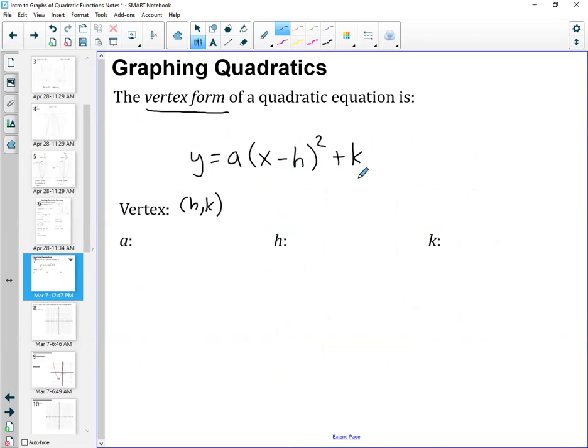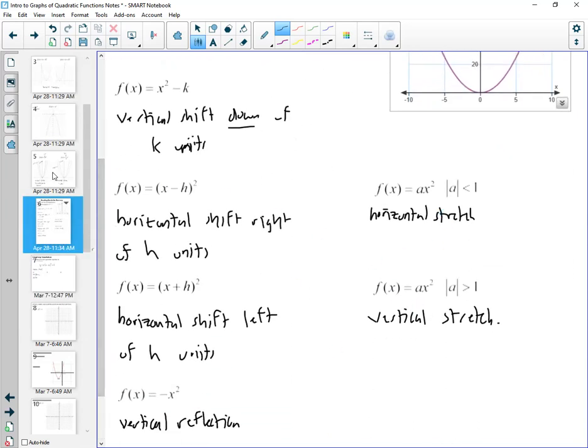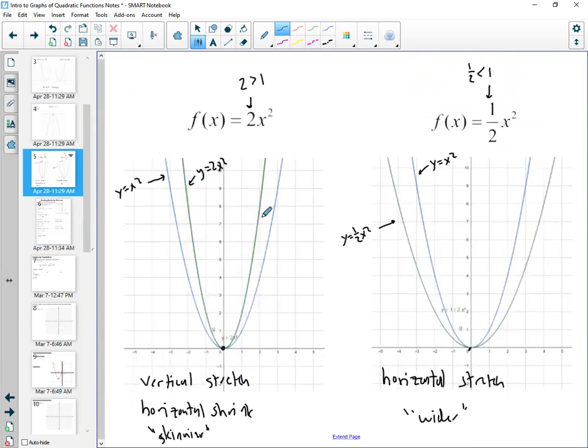And you can see there's an h right there and there's the k there. And those kind of come from the shifts. And what the number a does is it affects the vertical or horizontal stretching of it. Like if a is 1, there's no stretch, and if a is 2, it's a vertical stretch, and if a is 1/2, it's a horizontal stretch. And we kind of saw that here. This is a vertical stretch because it's skinnier. This is a horizontal stretch because it's wider.